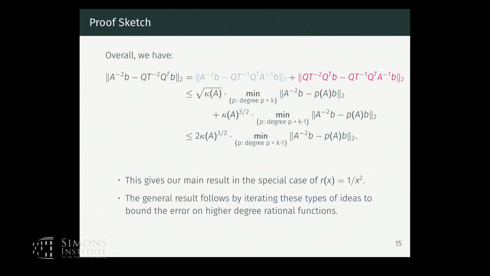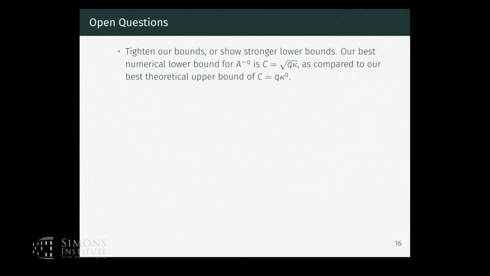Okay, so I'll just conclude with some open questions. The first open question is to tighten our bounds, or show stronger or lower bounds. As I mentioned, our numerical lower bounds, which we haven't proven, are way far away from our theoretical upper bounds.